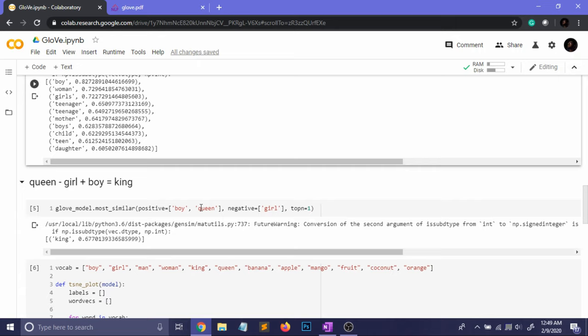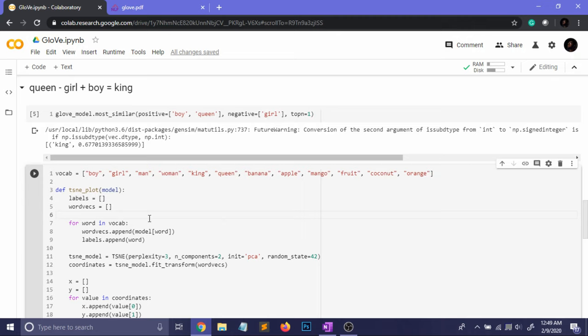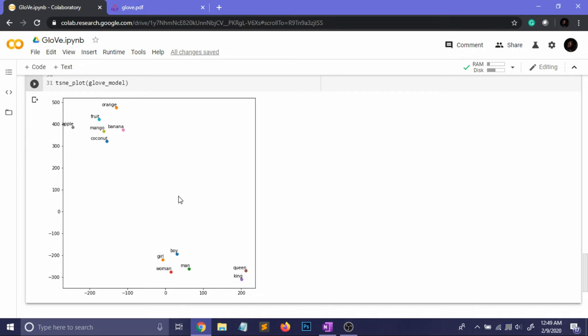So now comes the visualization, the coolest part. And here I am using the same vocabulary that I used in the previous video, so you can actually compare the two results. And I will recommend you to add more words in this vocabulary and compare both the models, GloVe and word2vec. So the same thing, and this is the plot here. And you can see the GloVe model has successfully clustered the fruit words here and the human-like words here.